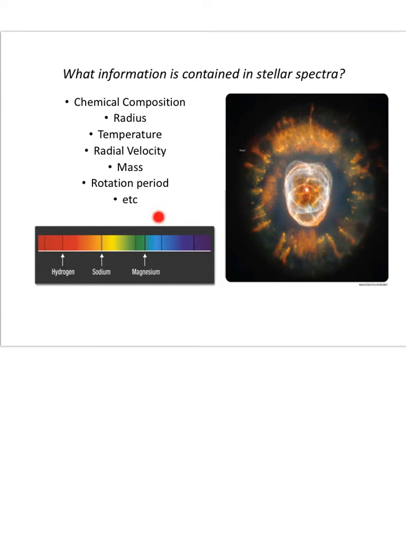So this is an example of an absorption spectra, and we can see that lines of hydrogen, sodium, and magnesium have been absorbed, leaving dark lines, and that would give us information about the phase that the star is in, the composition of it, if it's going to supernova or not, and what sort of phase of stellar evolution that star would be in.